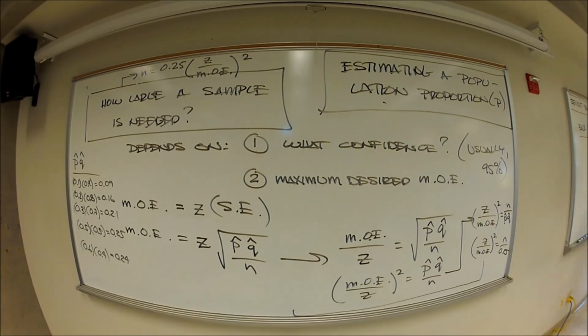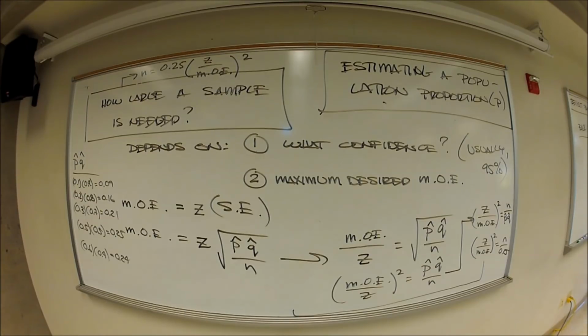Suppose we still want 95% confidence. Still want that, for sure. So C is going to be 2.